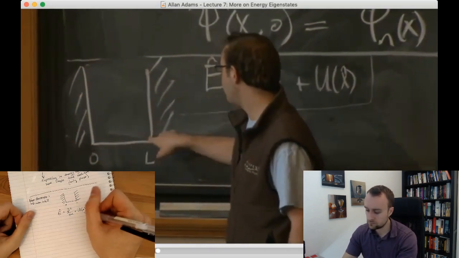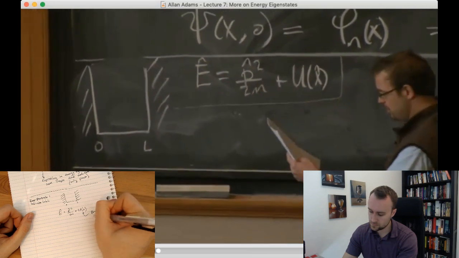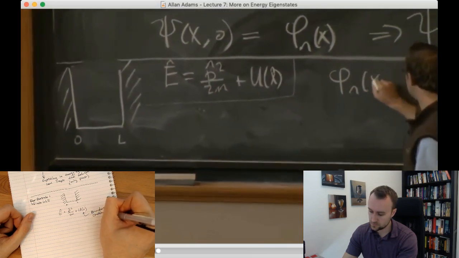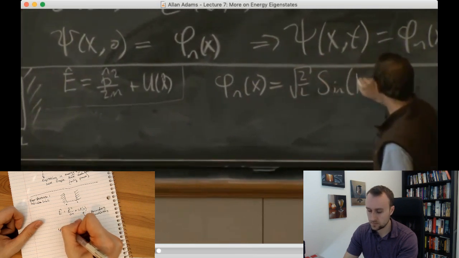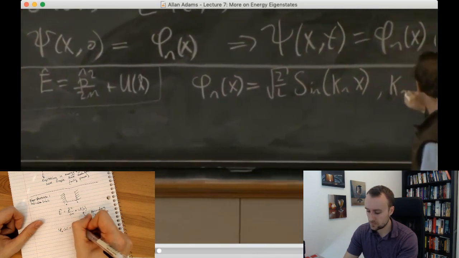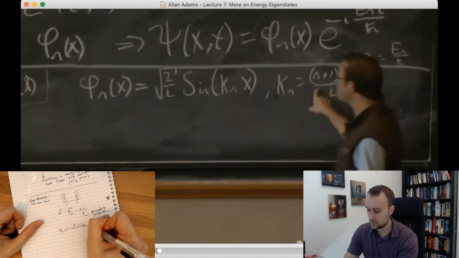It's 0, and between 0 and L, it's infinite elsewhere. And as we saw last time, the solutions to the energy eigenvalue equation are particularly simple. Phi sub n of x is equal to root, properly normalized, 2 upon L, sine of k n x, where k n is equal to (n plus 1) pi, as an integer, upon L. And these were chosen to satisfy boundary conditions.